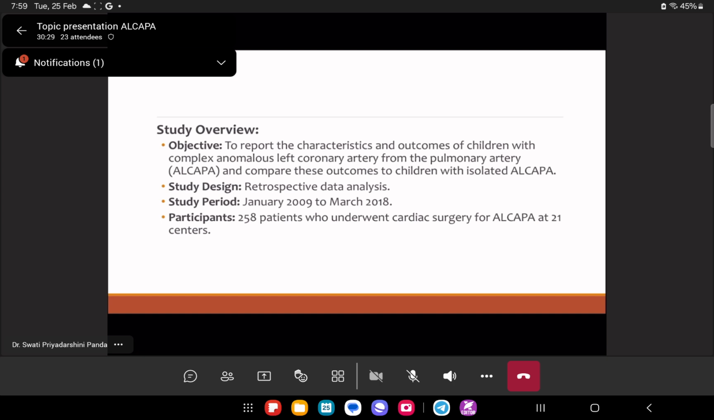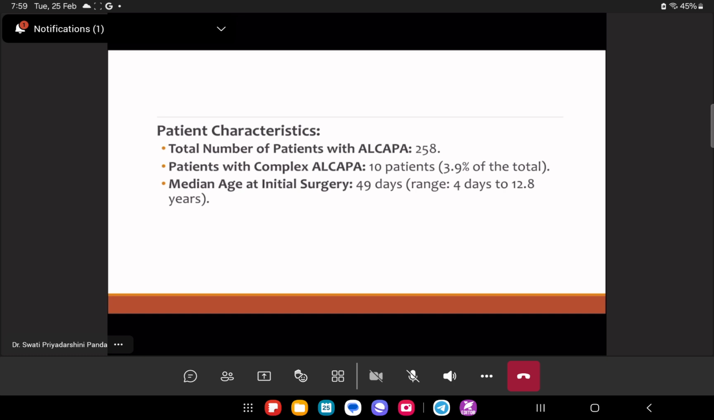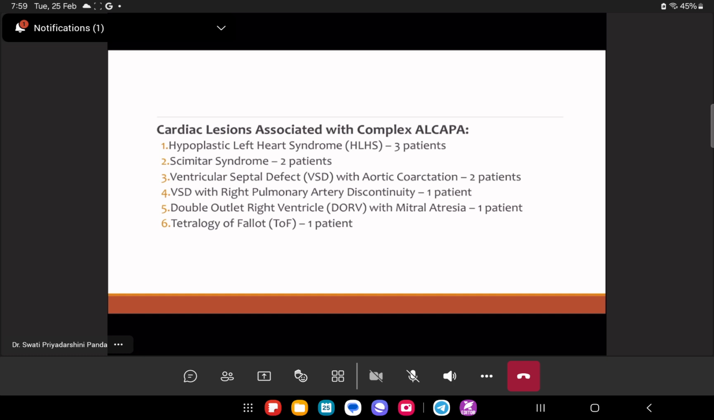This is a retrospective data analysis, and the study period was from 2009 to 2018 in 258 patients who underwent surgery for ALCAPA at 21 centers in the USA. The total number of patients was 258. Out of that, complex ALCAPA were 10, and the median age at initial surgery was 49 days, ranging from 4 days to 12.8 years. The cardiac lesions considered as complex ALCAPA: hypoplastic left heart syndrome, 3 patients, Scimitar syndrome, ventricular septal defect with aortic coarctation, VSD with right pulmonary artery discontinuity, and double outlet right ventricle with mitral atresia and TOF.